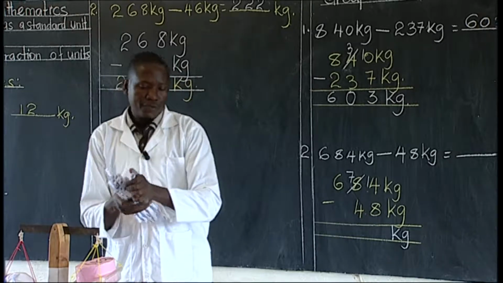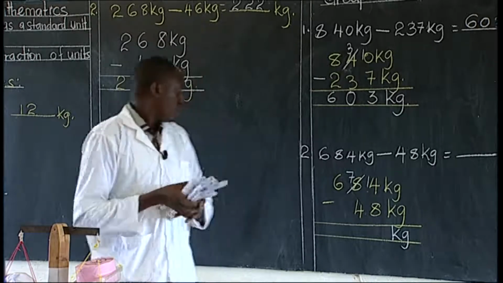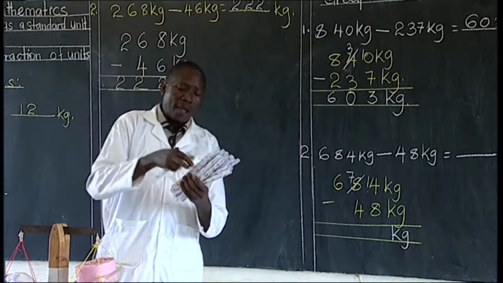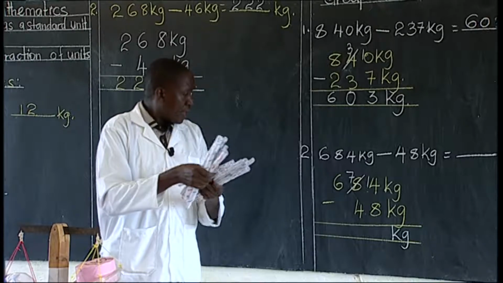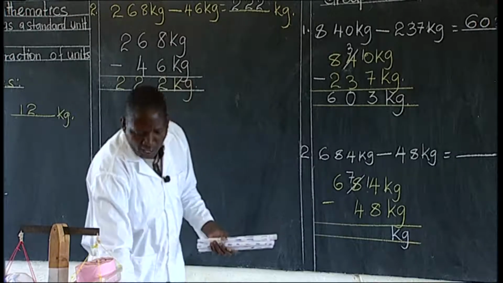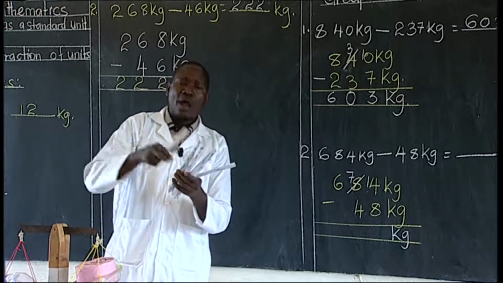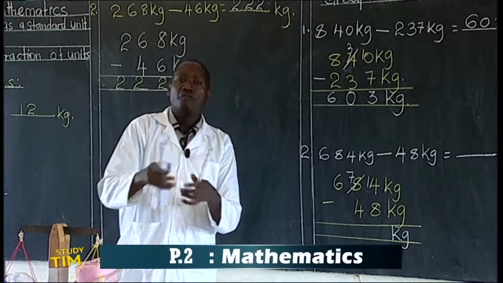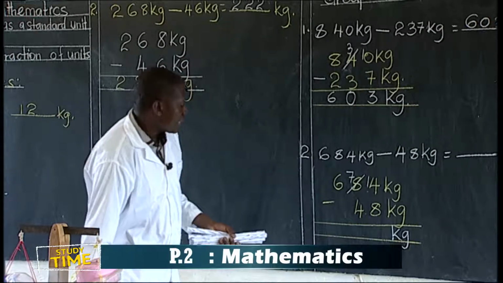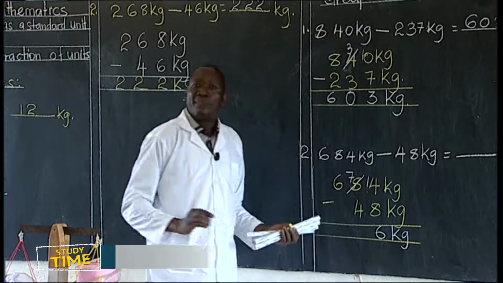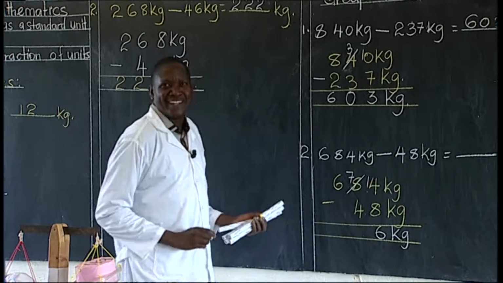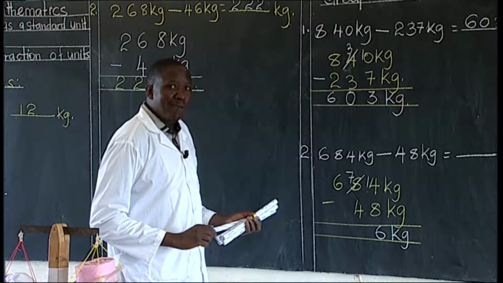11, 12, 13, 14. So take away 8. 1, 2, 3, 4, 5, 6, 7, 8. Put it down. Let's count this one. 1, 2, 3, 4, 5, 6. Our answer here will be 6. Good. I love the way you are following.